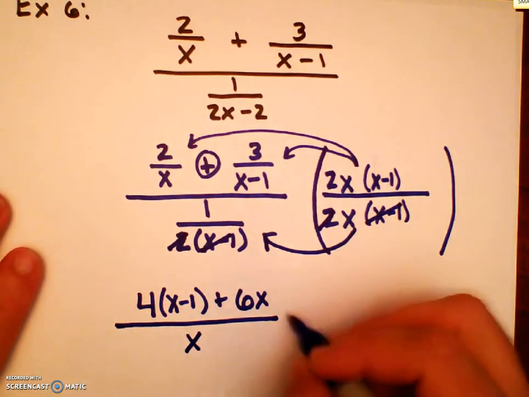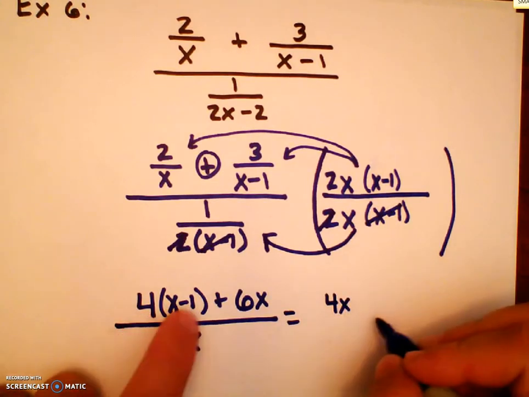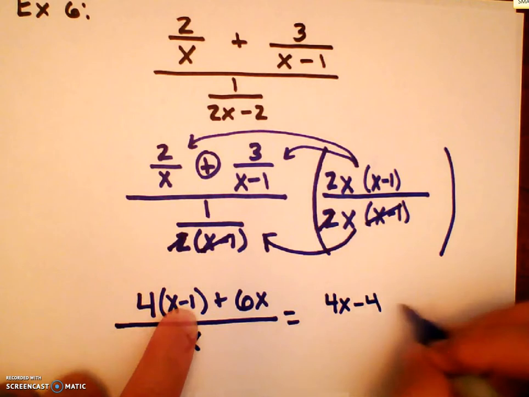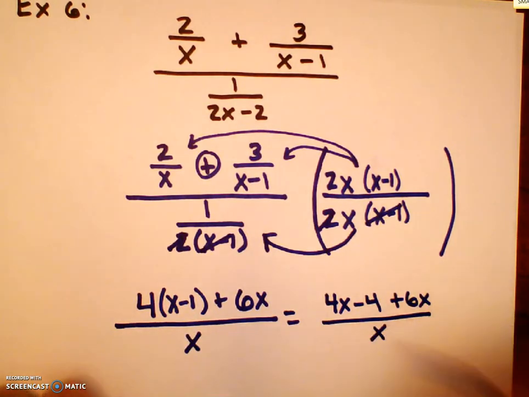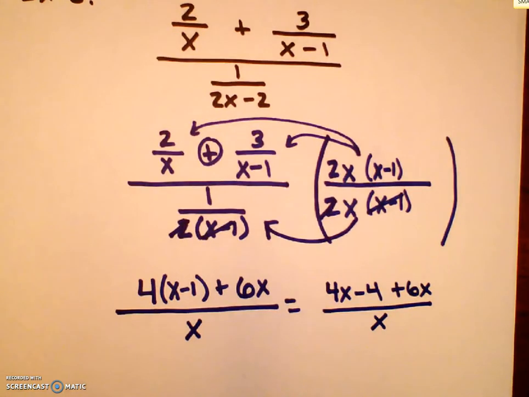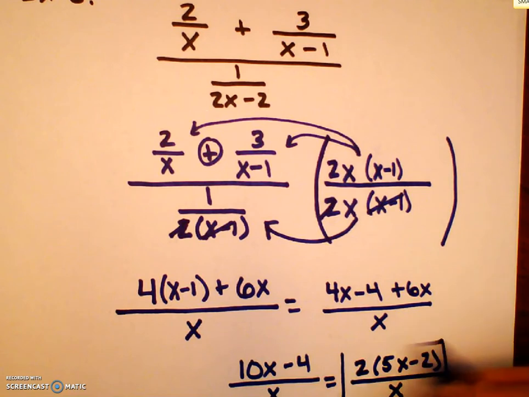So, my last step is to simplify. 4x, and then minus 4 when you distribute, plus 6x, divided by x. And then you combine like terms. 10x minus 4. You can factor out a 2. You cannot cancel anything, though. If you notice, I did all that factoring, but nothing cancels. That is your final answer.